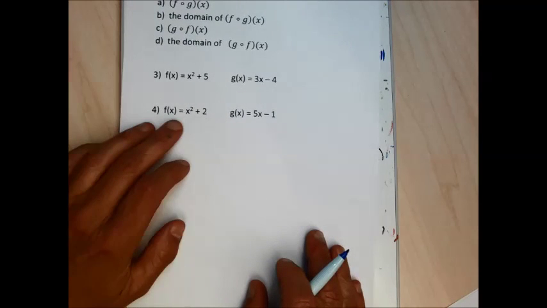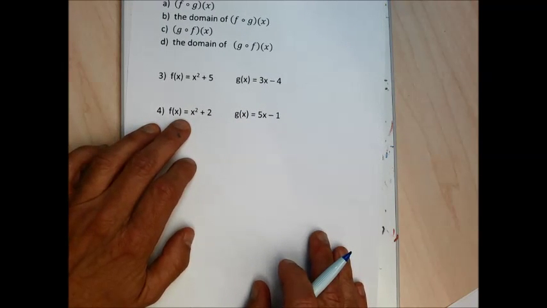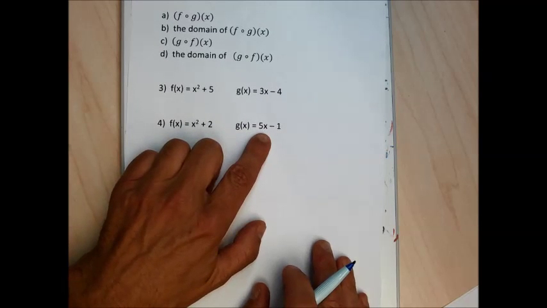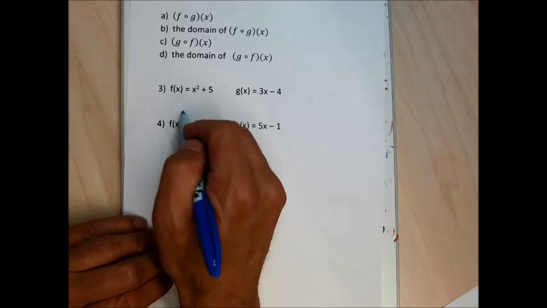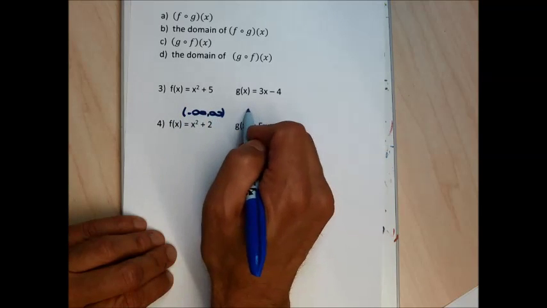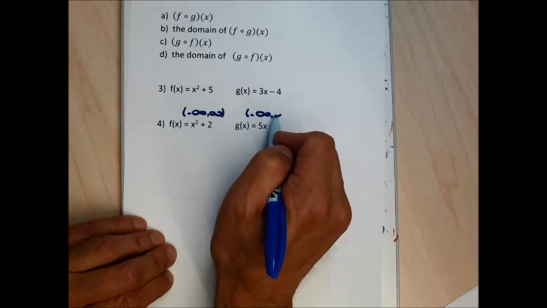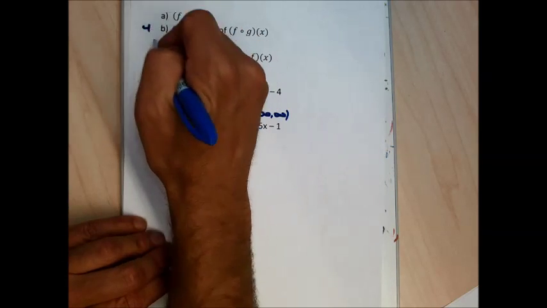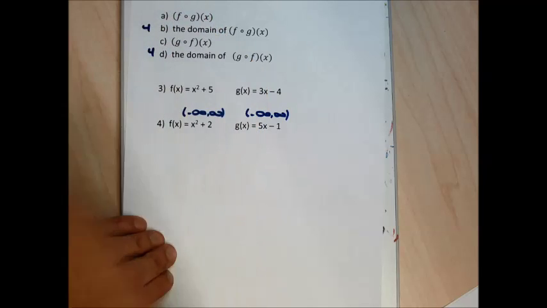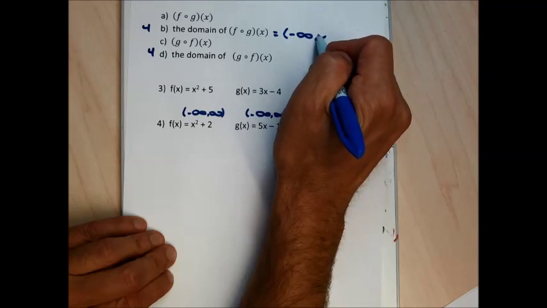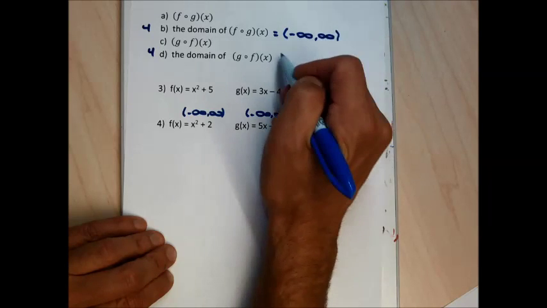All right, so for problem 4, both functions: f of x is a parabola, which is a polynomial. G of x is a line, which is a polynomial. Both functions f of x and g of x have domains of negative to positive infinity. So when I go to answer the domain parts, part b and part d of number 4, because each of the functions f and g are polynomials, one's a parabola, the other is a line.